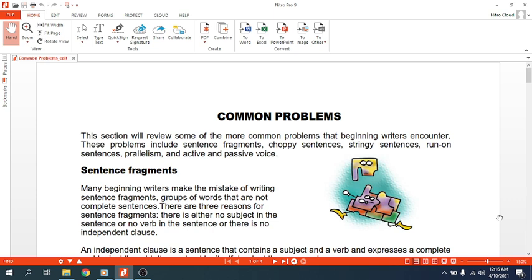This time we still talk about sentences, of course, but this time I will focus on the problems that you usually make while you write sentences. This section will review some of the more common problems that beginning writers encounter, like sentence fragments, choppy sentences, stringy sentences, run-on sentences, parallelism, and active and passive voice.